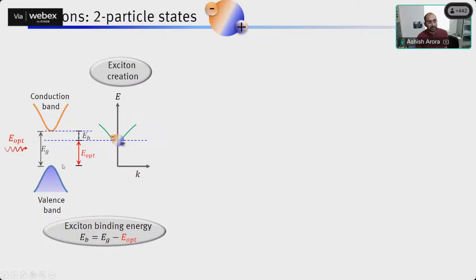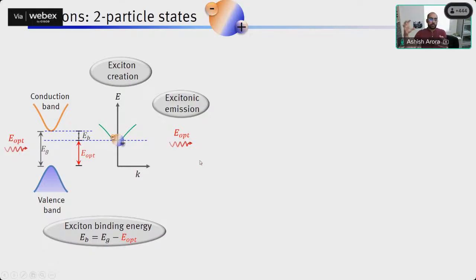Suppose the zero of energy is there, then Eg is the band gap. The excitonic resonance will appear below the electronic band gap by an amount equal to the binding energy, meaning the energy of the absorption will be reduced compared to the electronic band gap. This will be my, if I want to say, optical band gap. So exciton binding energy EB is Eg minus E optical. That is how one measures the exciton binding energy, by measuring the electronic band gap and the optical band gap and subtracting these two.